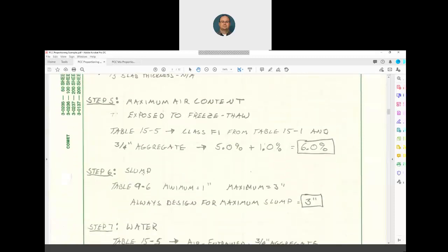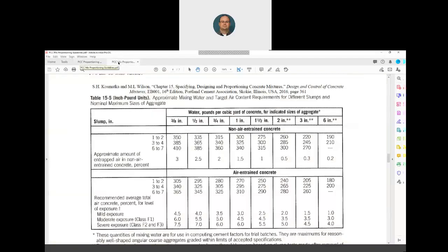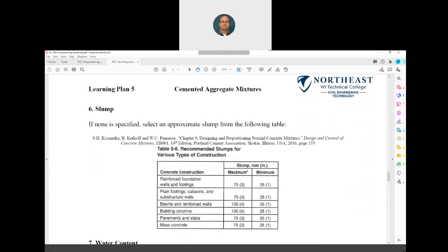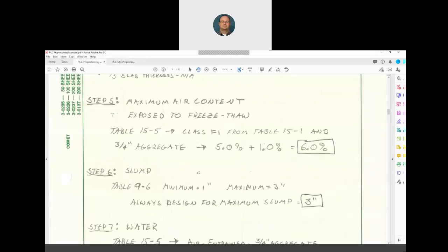Slump. Okay, did I specify a slump? I did not specify a slump. Okay, reinforced foundation walls and footings. Plain footings, caissons, and substructure walls. Beams and reinforced walls. Buildings and columns, pavements and slabs, mass concrete. So I have a reinforced foundation wall, so my maximum slump is 3 inches, my minimum slump is 1 inch. You always want to design for the maximum slump. Always design for the maximum slump. Okay, so that's 3 inches.